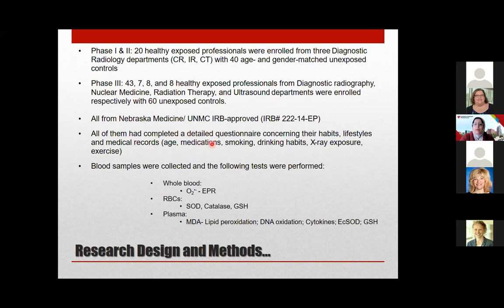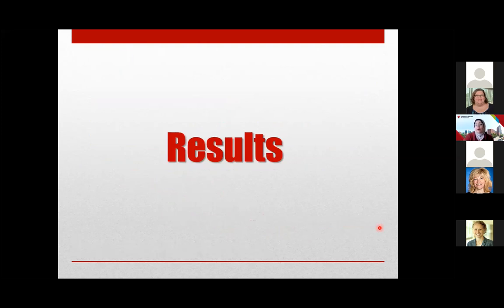All volunteers completed a detailed questionnaire concerning their habits, lifestyles, and medical records such as age, medication, smoking, and so on. We collected their blood samples, and then we measured these biomarkers at different levels. In the whole blood, we measured superoxide using electron paramagnetic resonance. In red blood cells, we measured the antioxidants SOD, catalase, and glutathione. In the plasma, we measured lipid peroxidation, DNA oxidation, cytokines, as well as the extracellular level of SOD and glutathione. Let's now move on and talk about the results.